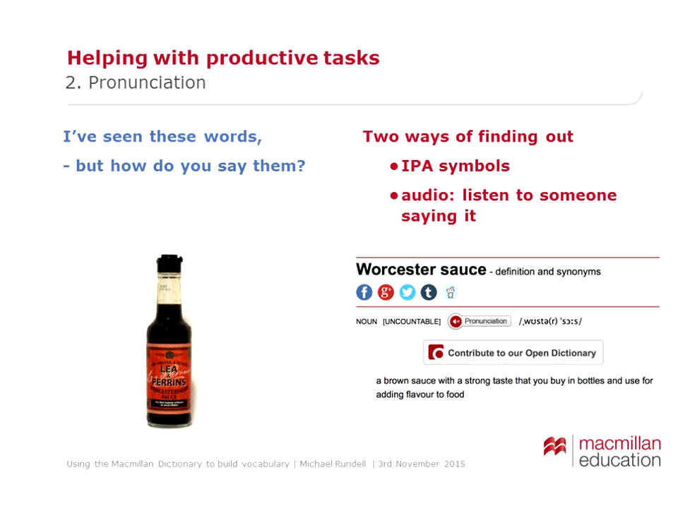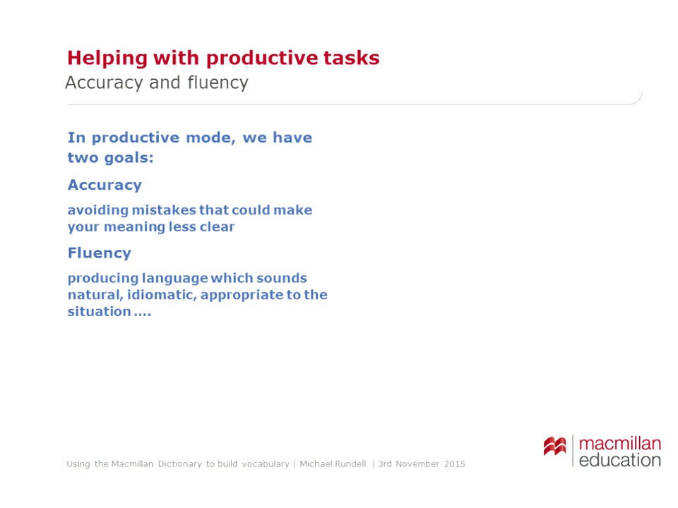So we've talked there about helping with productive tasks, grammar patterns, pronunciation. I want to look at that from a slightly different angle. When we're talking about producing our own text in English, there are two important goals. The first one is accuracy. Well, that's pretty straightforward, easy to define. We just mean avoiding mistakes that might make your meaning a little bit less clear. But the other one is fluency, which is also terribly important. It's about producing language that sounds natural, sounds idiomatic, sounds appropriate to the situation.